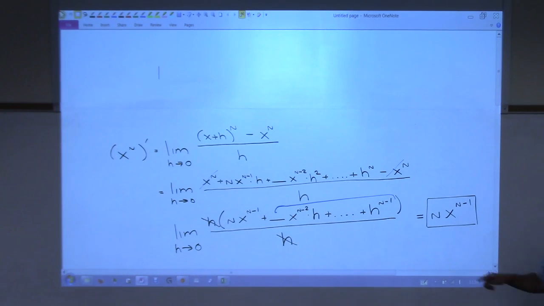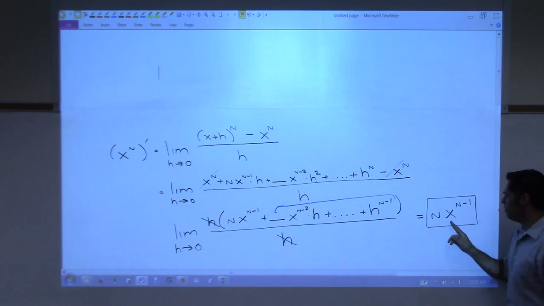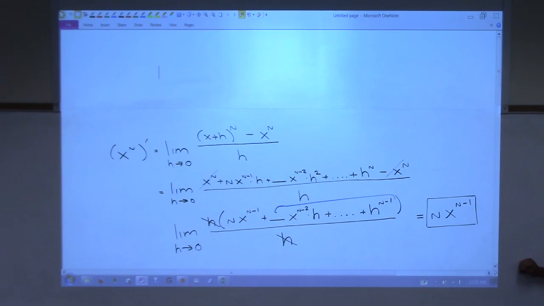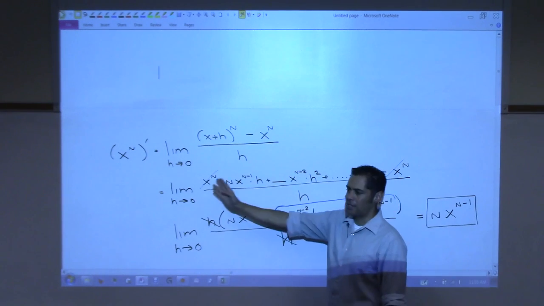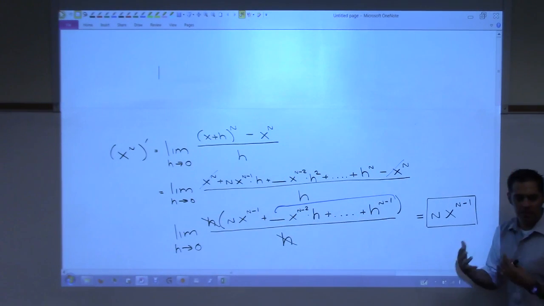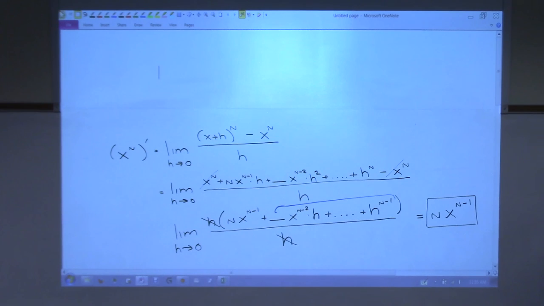The derivative of x to the n is n times x to the n minus 1. Pretty good, right? But you have to believe in that Pascal triangle binomial expansion. You have to understand that first. Once you understand that, then you can do this.